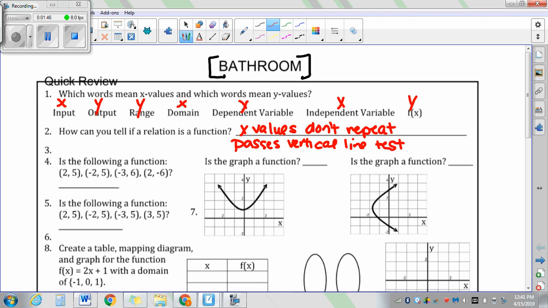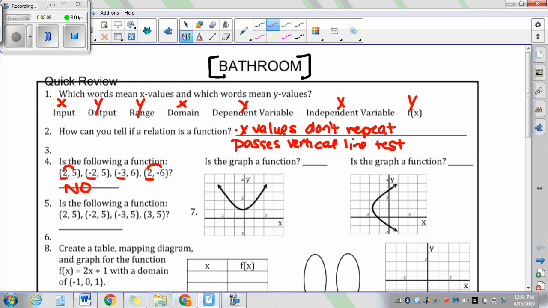So this first one, I see (2, 5), (-2, 5), (-3, 6), and (2, -6). So remember, it is a function if my x values do not repeat themselves. So I'm just looking at the first half of the number, and I see that the 2 does repeat. Here, the 2 goes with the 5, and here a 2 goes with the -6. So this is not a function.